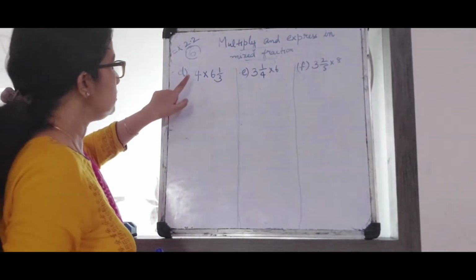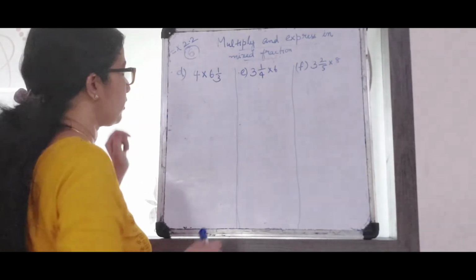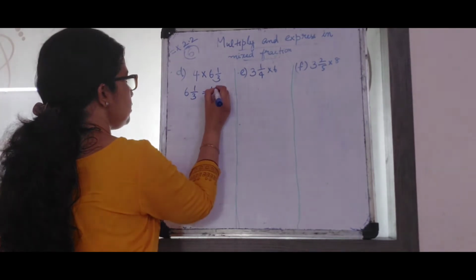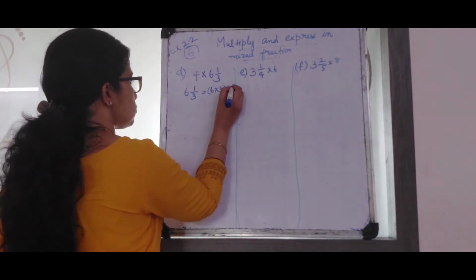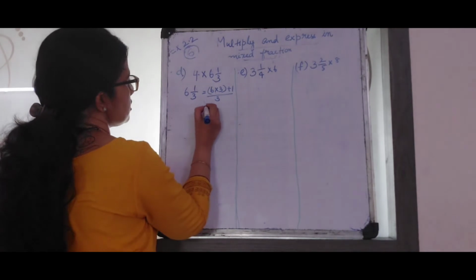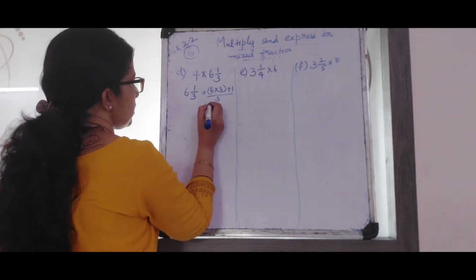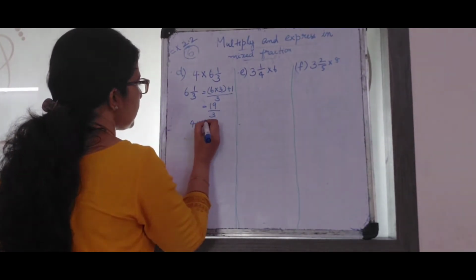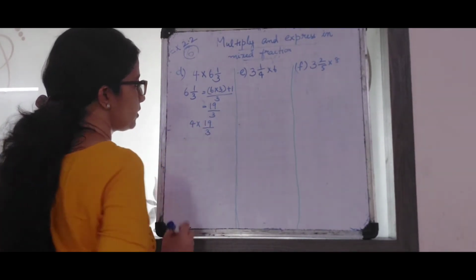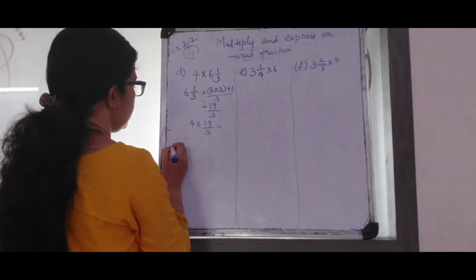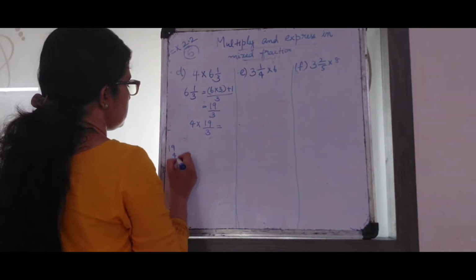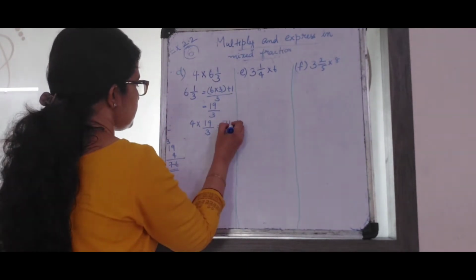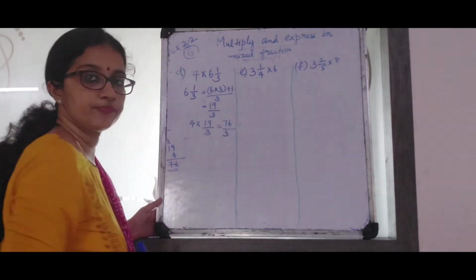Now let's do the next problem. D is 4 into 6 1 by 3. Let's take 6 1 by 3, which is equivalent to 6 into 3 plus 1 divided by 3, which is 18 plus 1 is 19 by 3. 4 into 19 by 3 can be written as 19 into 4, which is 76 by 3.